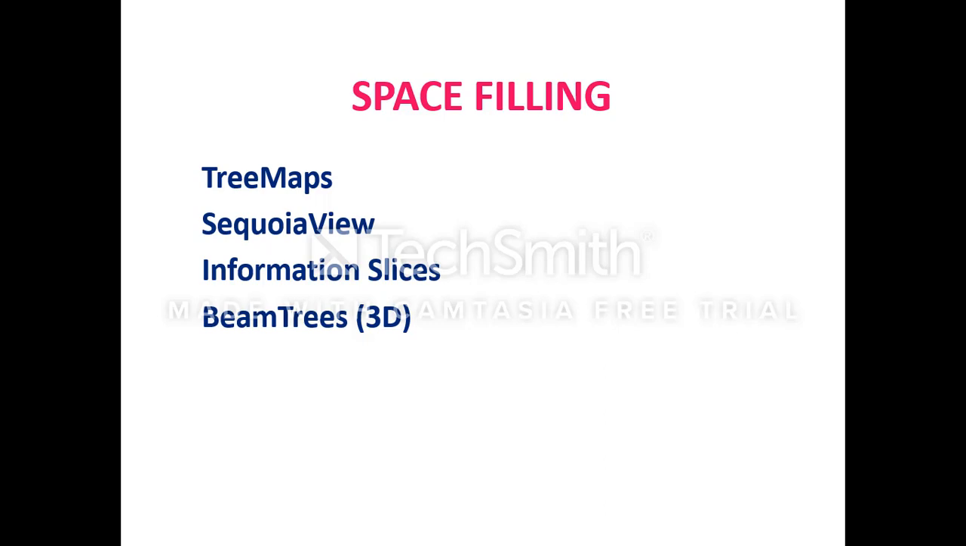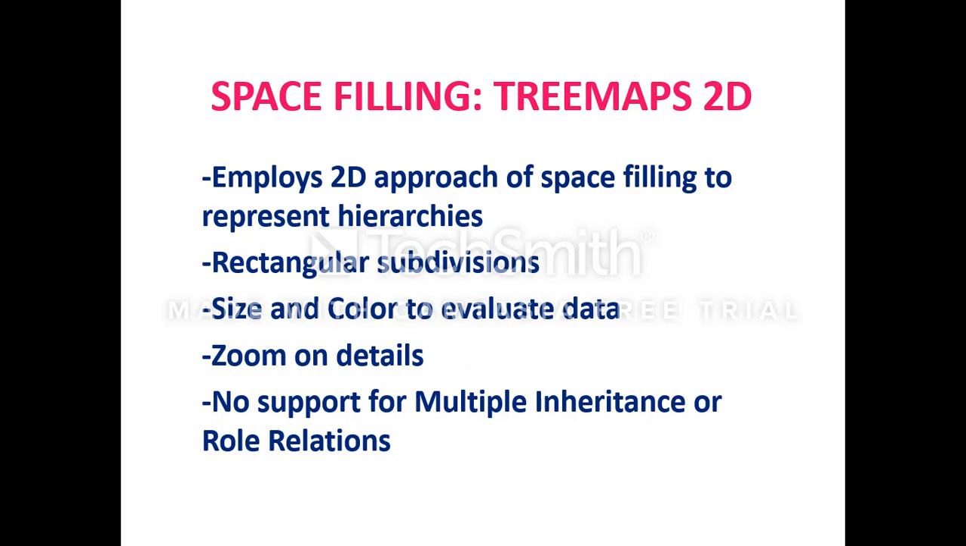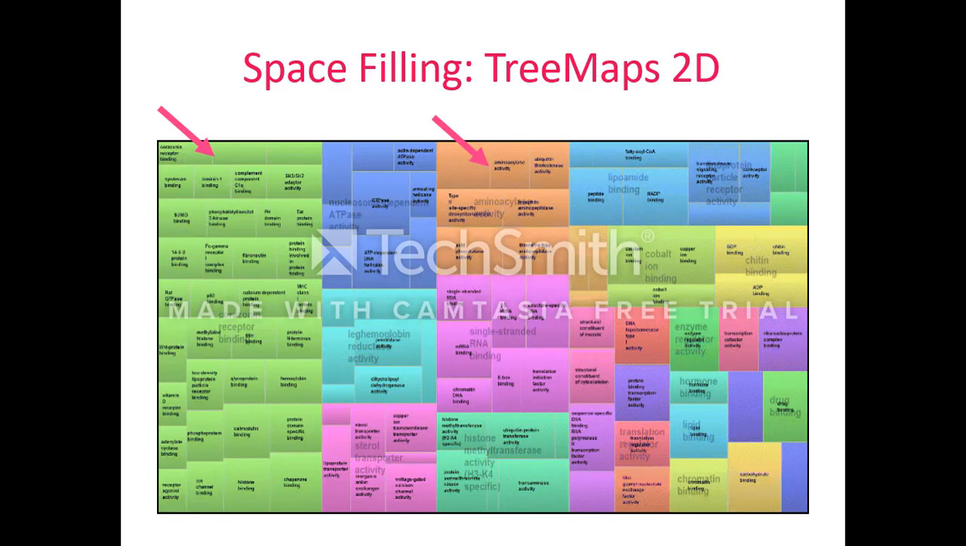The Grokr and information pyramids do not display multiple inheritance or role relations, and the properties are displayed in a separate window. Now we will take a look at our fourth category of ontology visualization methods, which is space filling techniques. The one we will discuss here is tree maps, which is used for visualizing gene ontology. The tree maps visualization method uses the 2D approach of space filling to represent hierarchies using a rectangular area with rectangular subdivisions. As you can see, it is used as a tool to visualize gene ontology. Tree maps uses labels, size, and color for different gene attributes and to evaluate data. The user can zoom on details and query data. In terms of feature support, it does not support multiple inheritance or role relations.